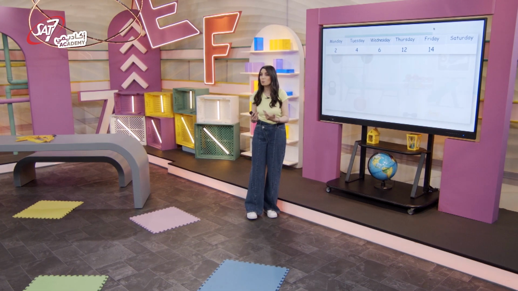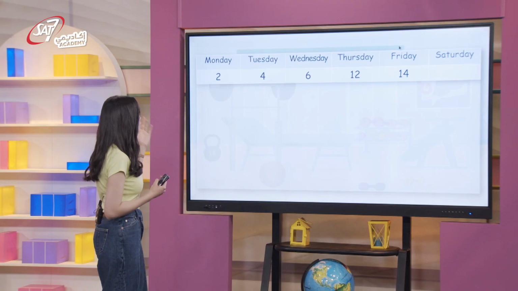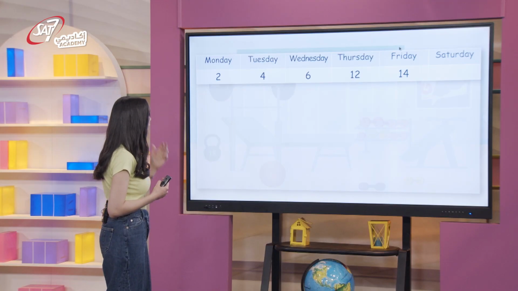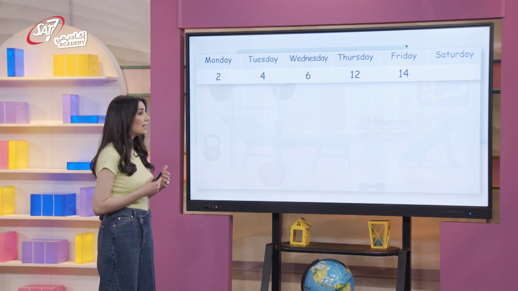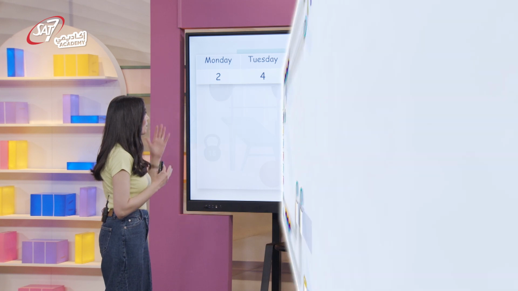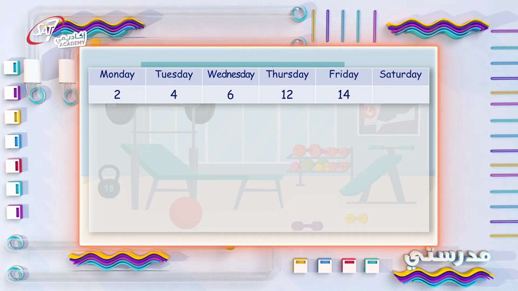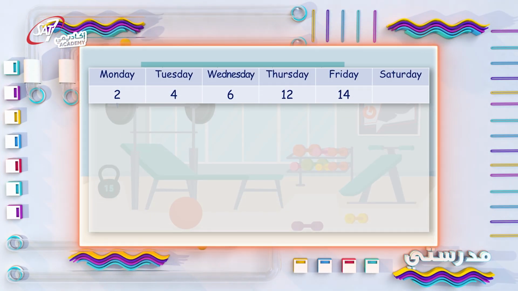He is adding 2 push-ups every day. 2 plus 2 is 4. 4 plus 2 is 6. 6 plus 2 is 8. Oh, but the pattern says it's 12. Wait, there's something wrong. We assumed that the rule is adding by 2, but it could be something else.